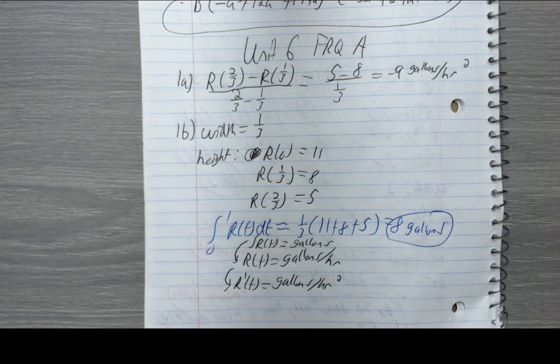So this little map shows you the progression. Integral of R of t equals gallons. When you take the derivative of that, you get R of t, which is gallons per hour. And when you take the derivative of that, you get gallons per hour squared. That's kind of how I look at it.